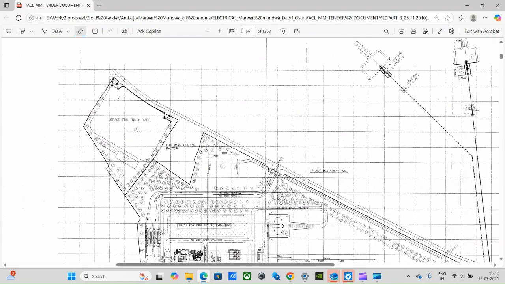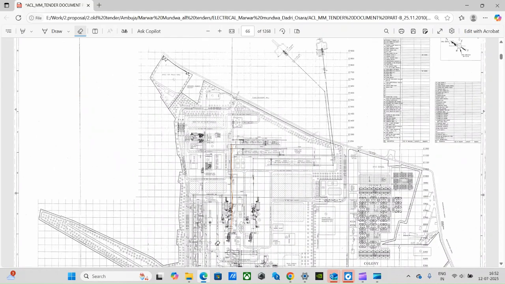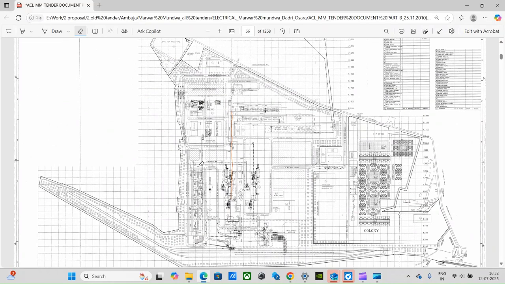This drawing is called a layout drawing for the entire plant. Being an electrical design engineer, you need to understand the particular plant on which you are working. What I mean to say is that this is a layout drawing for a cement plant, and we as electrical design engineers need to understand the process of that cement plant. What are the raw materials required, and what is the step-by-step process to finally get the cement.